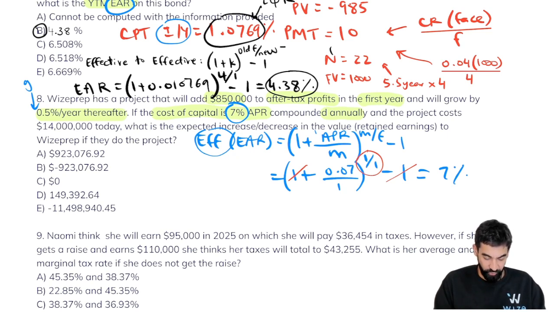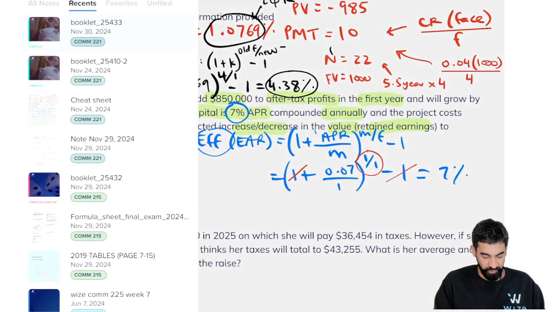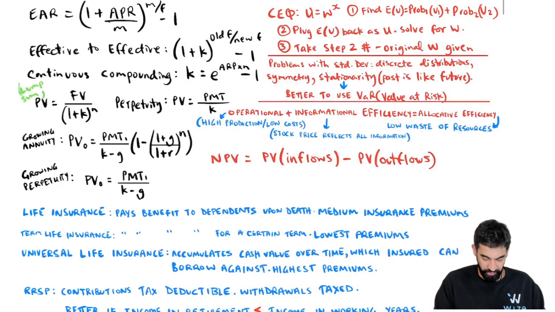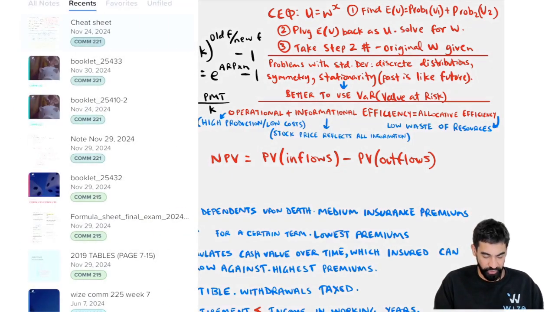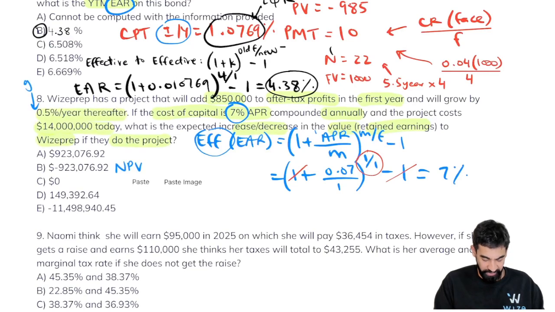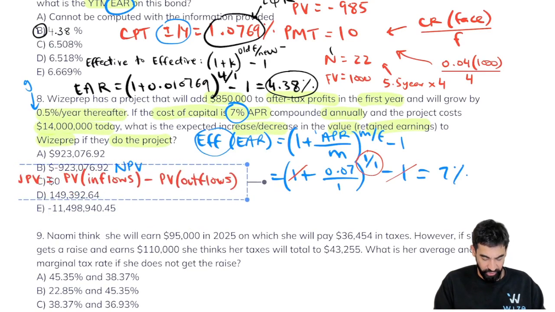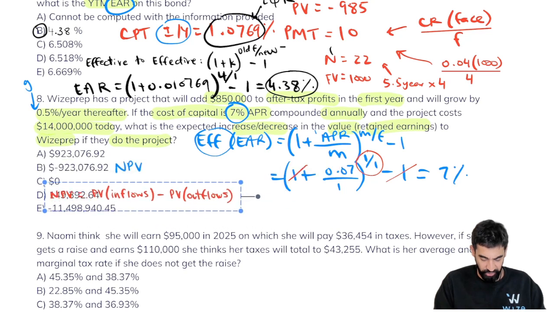And the project costs $14 million today. What is the expected increase or decrease in the value or retained earnings to WisePrep if they do the project? Now, when they say the expected increase or decrease in the value, what is the value talking about? That's talking about the NPV, the net present value. And what's the formula for net present value? Is that in our formula sheet or in our cheat sheet? Yeah, it's right here. It's the present value of your inflows minus the present value of your outflows. Meaning, basically all the money that you're going to be making, the present value of that, minus all the money that you're going to be spending, which is usually just the initial cost.